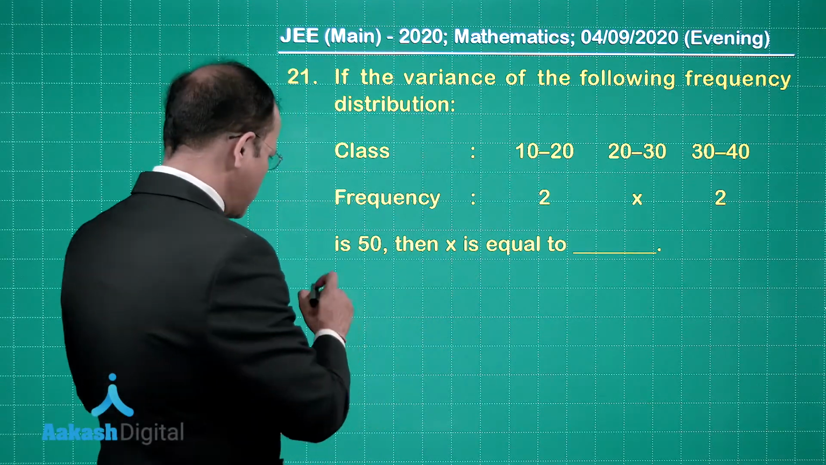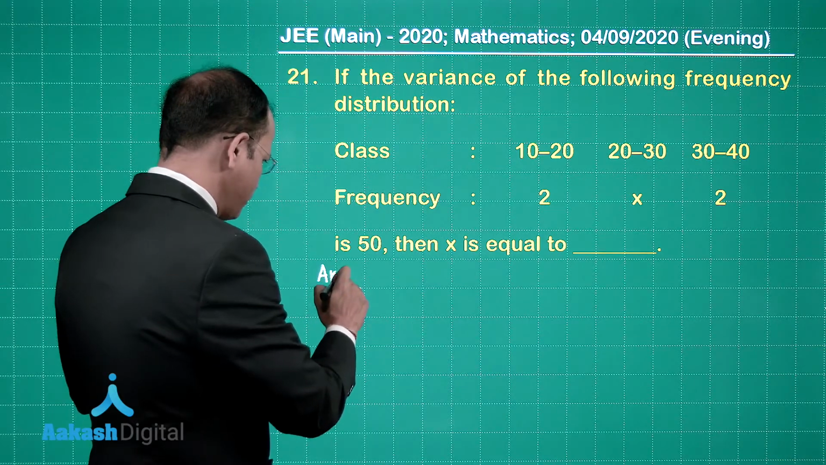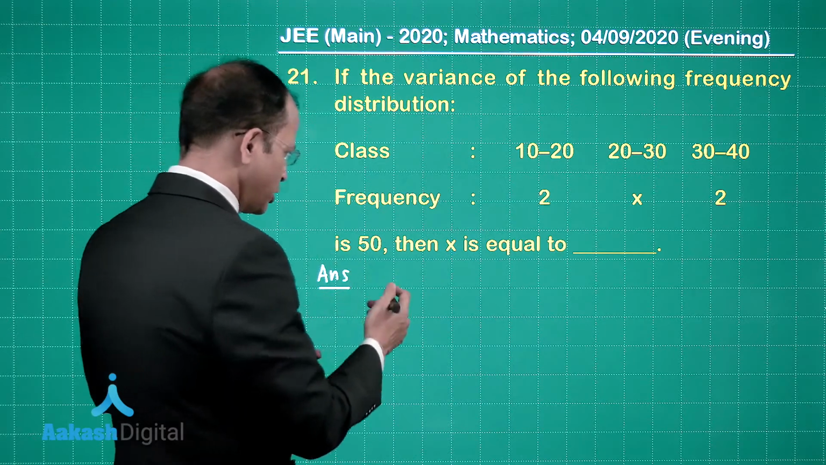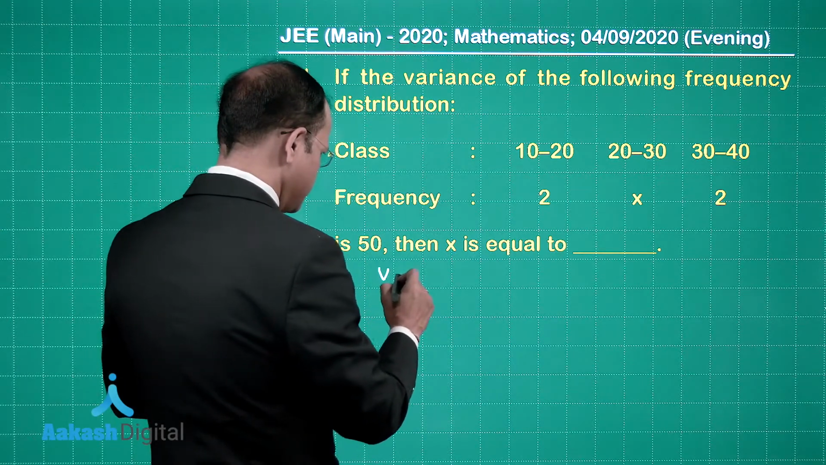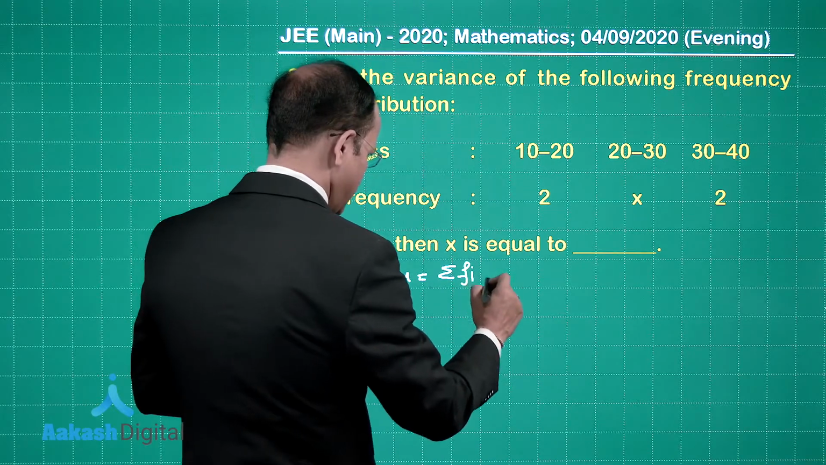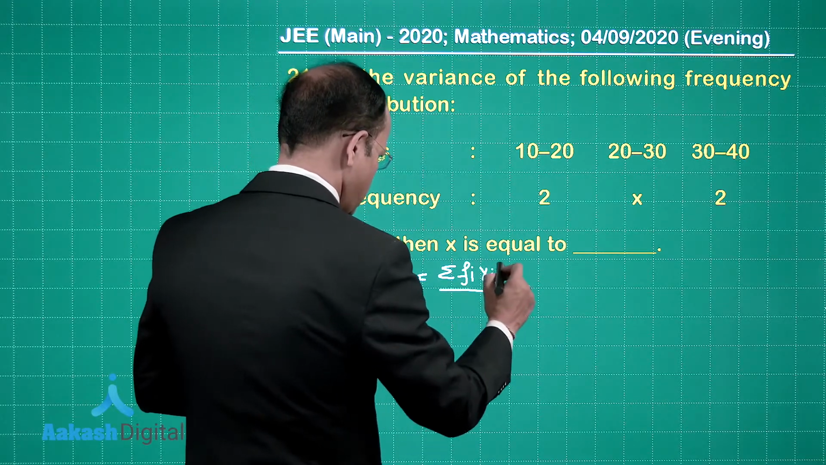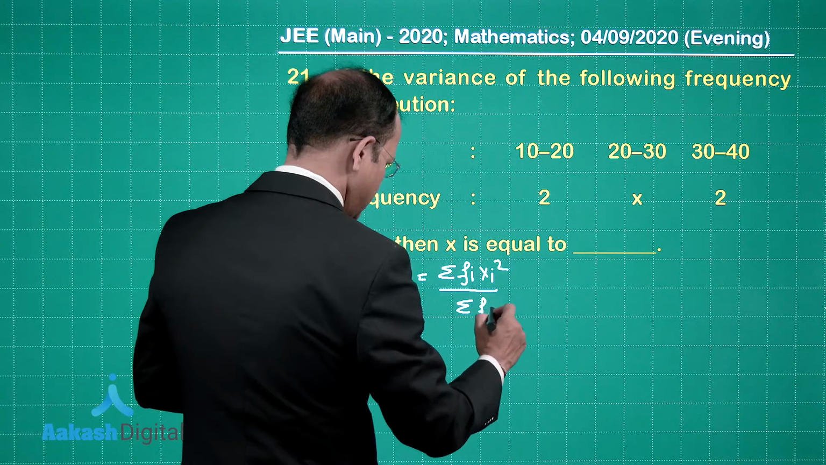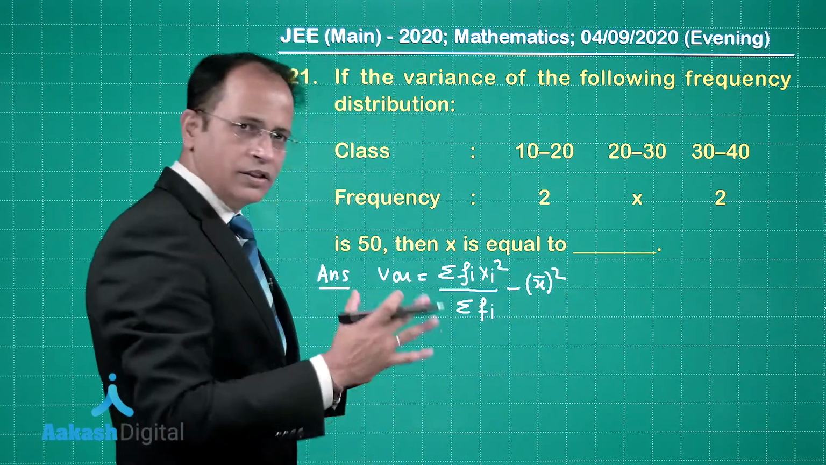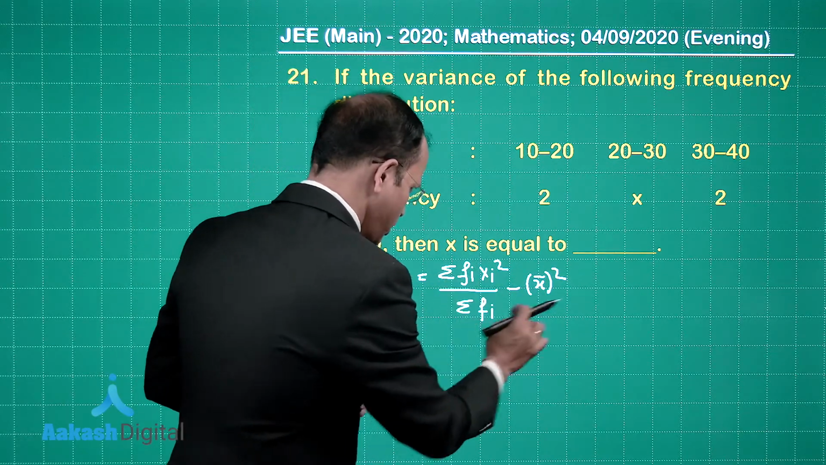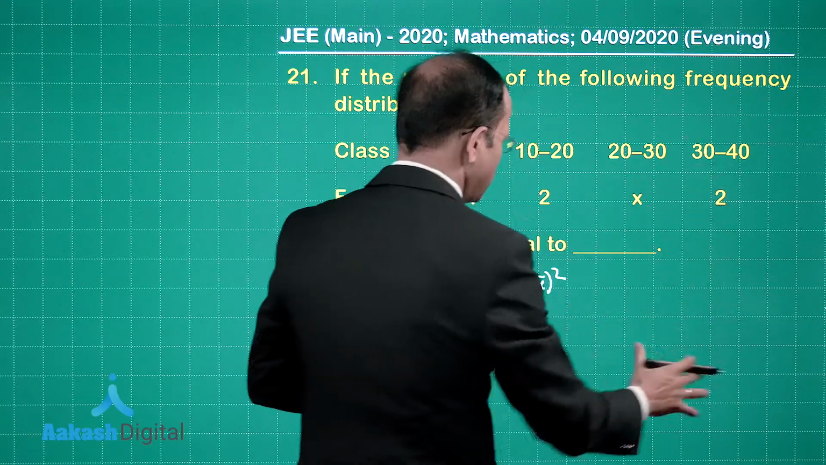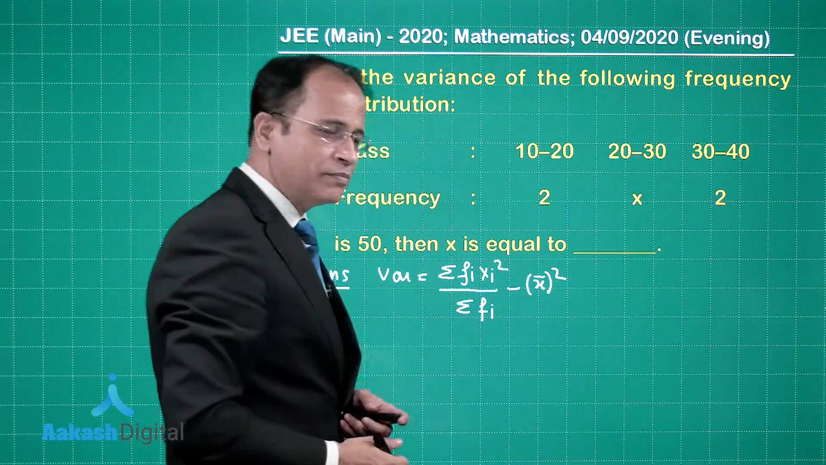Now just have a look at this part. See, whenever you have been given the variance part, first of all, you should know actually what is the variance. So if we talk about variance, variance is what? We have sigma fi xi square divided by sigma fi minus x bar square. So these are the two things we have here, this part and the mean itself.